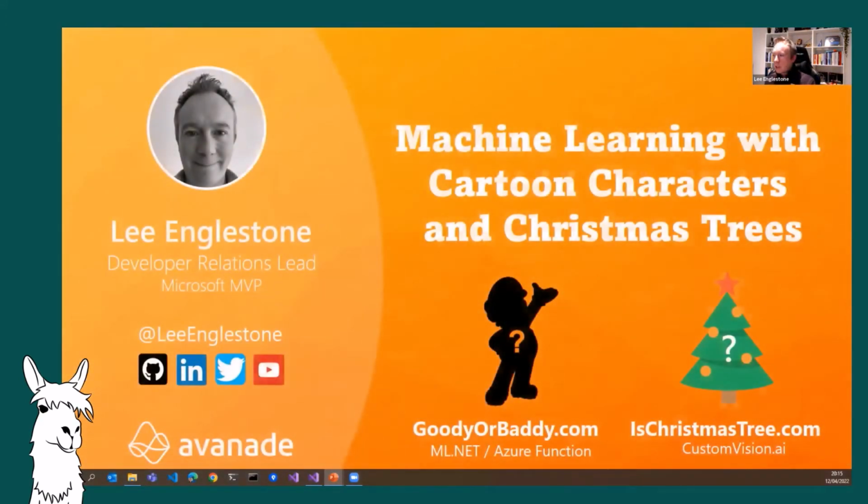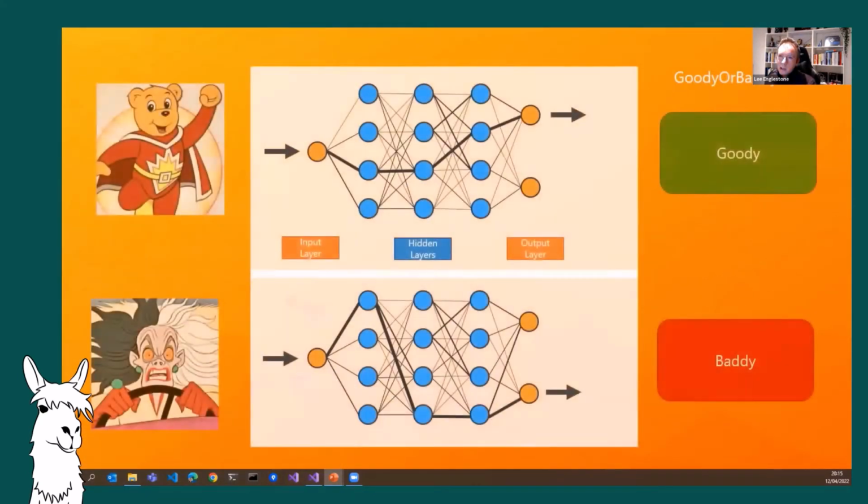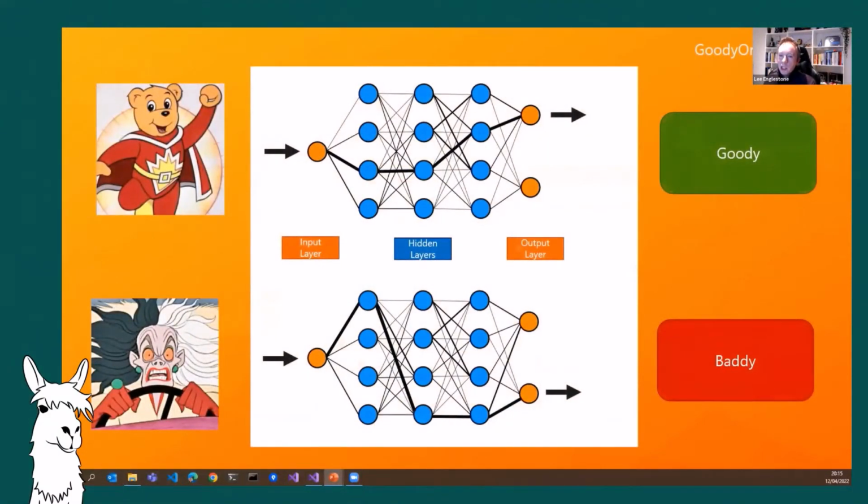I do actually have a separate talk in which I train a machine learning model, an image classification model, which is a very similar concept. I trained an image classification model using a neural network to identify whether a cartoon character, or an image of a cartoon character, is a good cartoon character or a bad one. If you go to goodyourbaddie.com, you can play around with this for yourself.